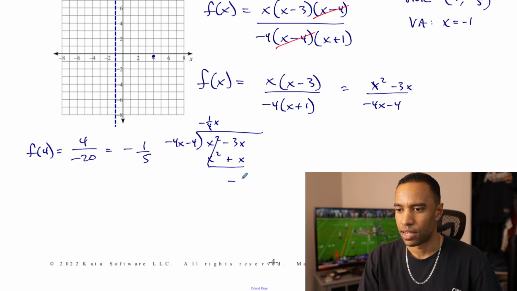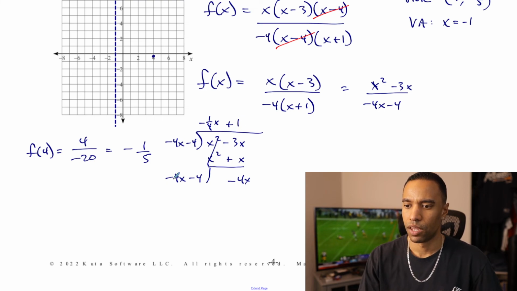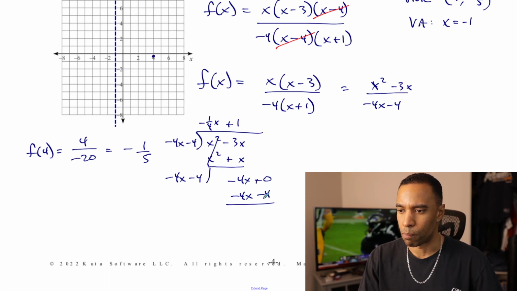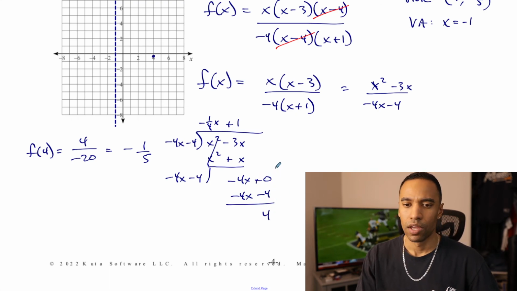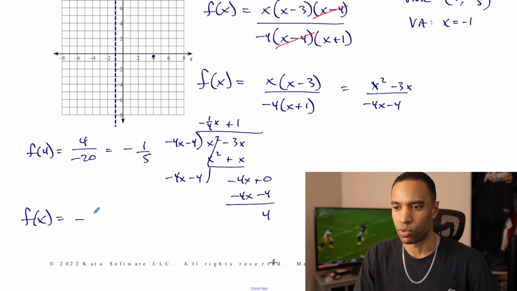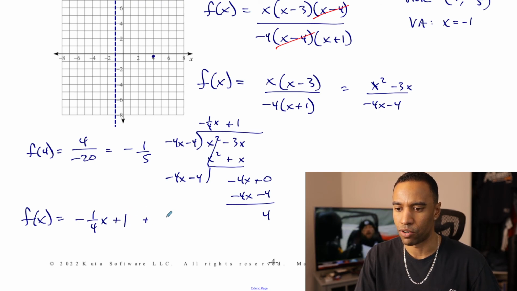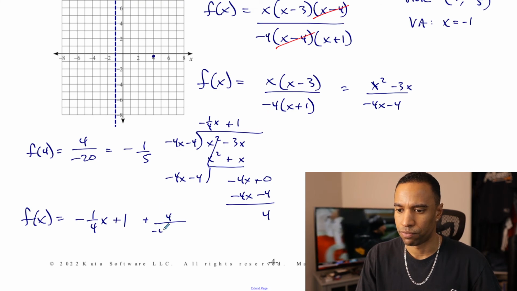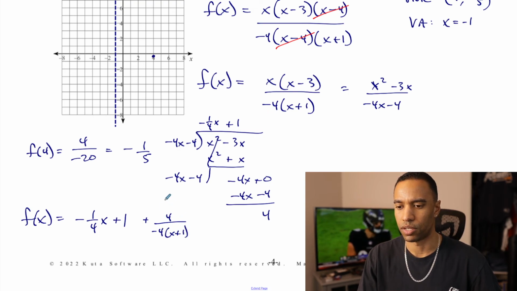Subtract, and we get negative 4x from here. Negative 4x goes into negative 4x exactly one time. And negative 4x times 1 is negative 4x, and minus 4 here. I'm subtracting. This is 0 minus negative 4, so that's a positive 4 here. So my end result of that now is going to look like f of x equals negative 1/4 x plus 1, and then the remainder is plus 4 over negative 4 times x plus 1 there.